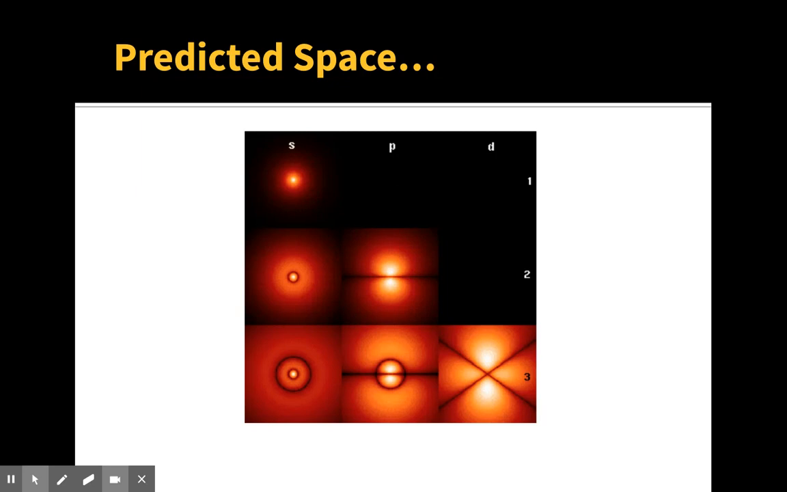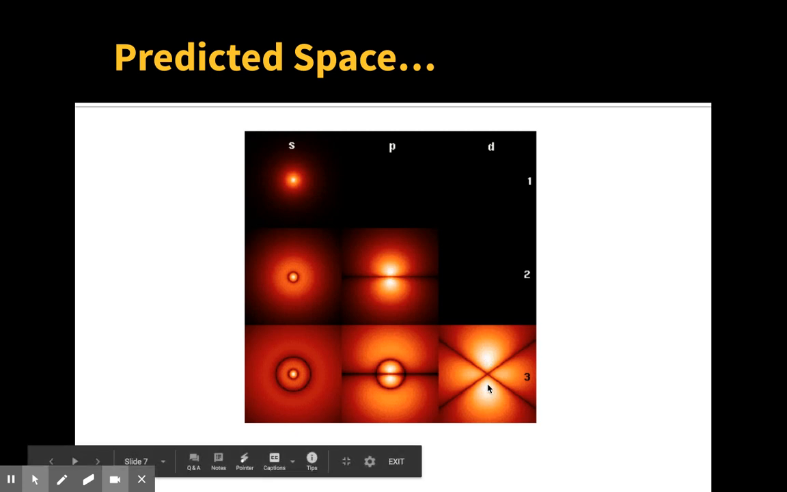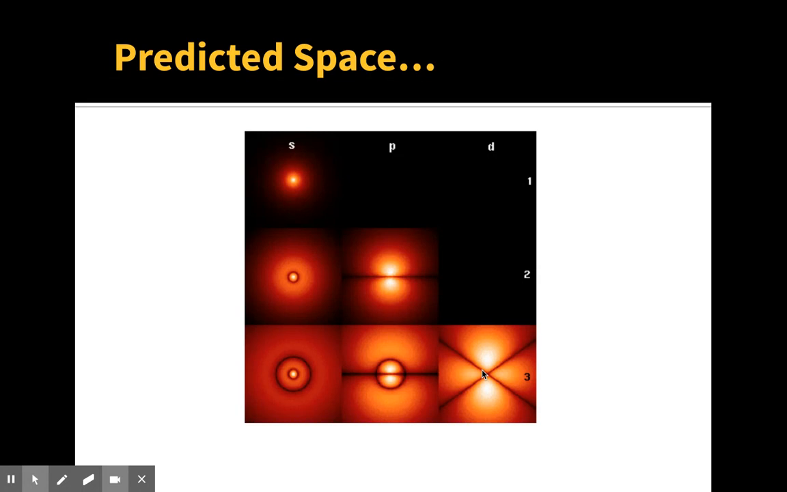So this is what the atom actually looks like. The darker concentrated areas are where the electron should be. That would be where it has a high probability of being, whereas in the dimmer areas, the electron would be less likely to be.